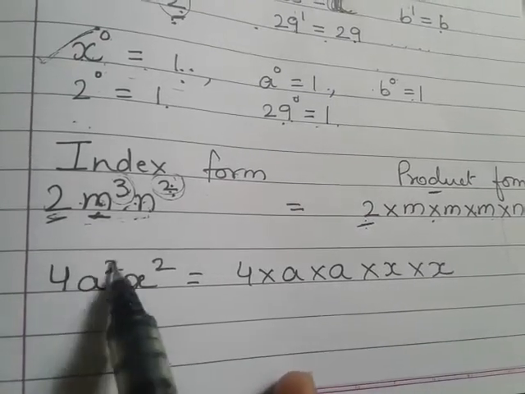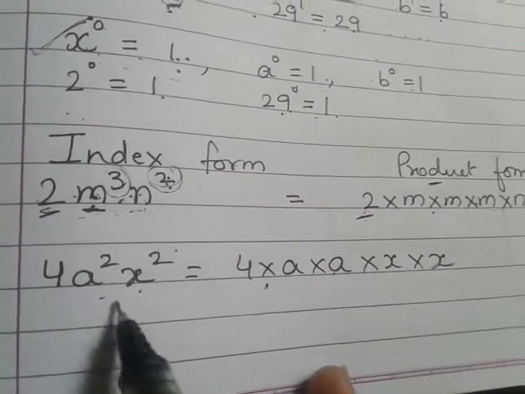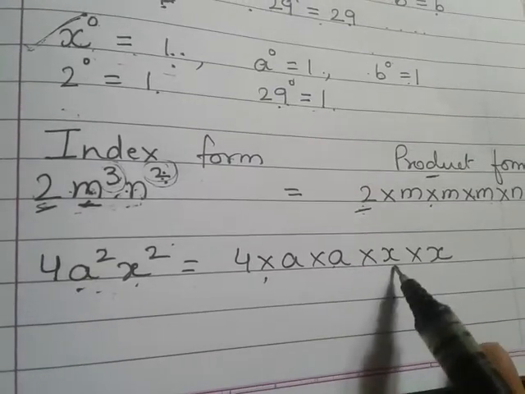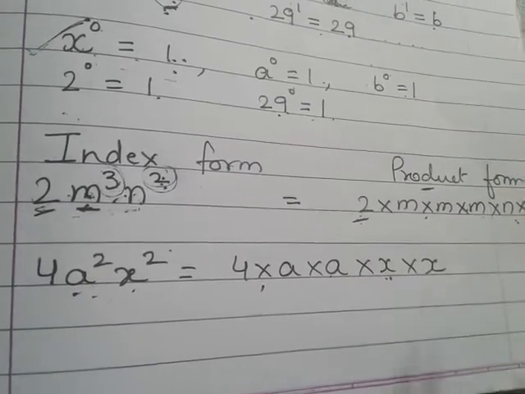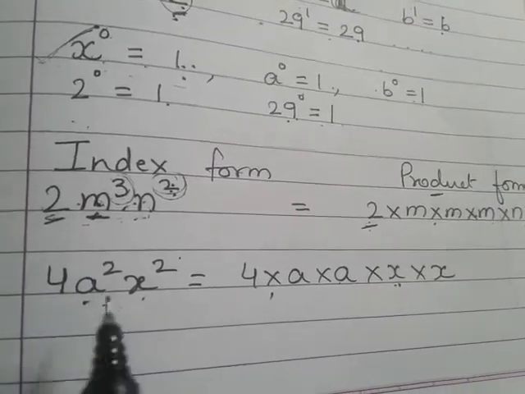Same with this, 4a squared x squared. So 4 multiplied by a multiplied by a, because a is taken 2 times, and x is taken 2 times, so x multiplied by x. So this is the product form, and this is the index form.